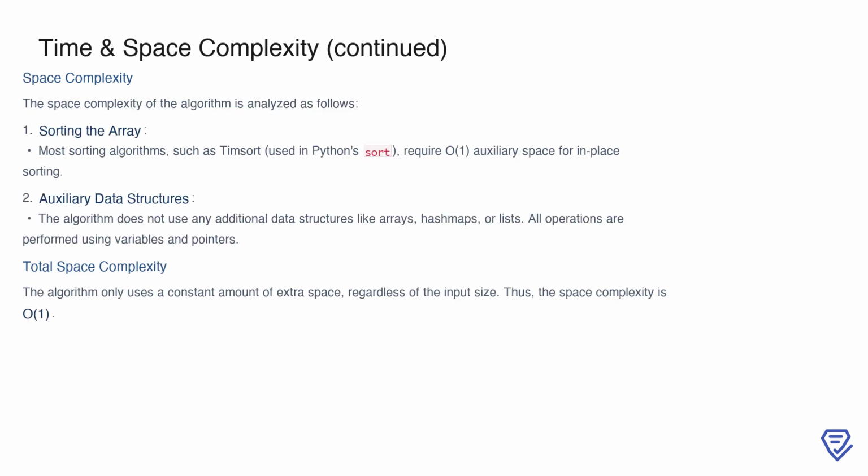Next, we analyze the space complexity of the algorithm. Sorting the array is performed in place, using algorithms like Timsort, which require O(1) auxiliary space. Additionally, the algorithm doesn't rely on extra data structures like arrays or hash maps. Instead, it uses only a few variables and pointers to track indices and perform calculations. Since the memory usage does not scale with the size of the input, the total space complexity is constant, or O(1). This makes the algorithm highly efficient in terms of memory usage.